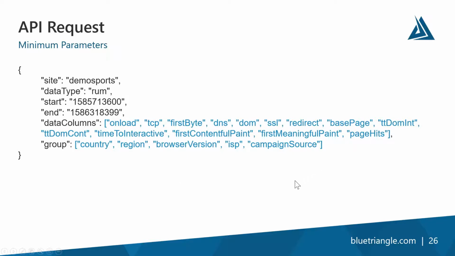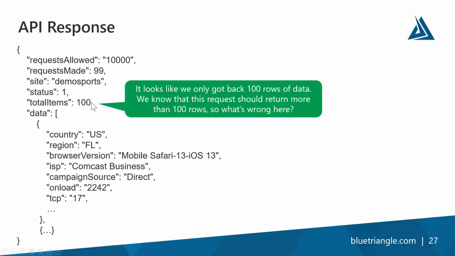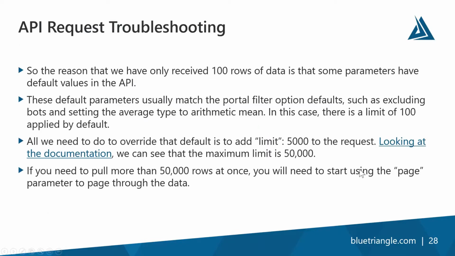Let's send this off to the API and see what happens. One of the things you're going to notice with that request is there are only 100 data points in the result. Looking at the graphs in Blue Triangle, we know there has to be much more than 100 rows of data. So the question becomes, what do we need to do to get all of the data? What is wrong here?